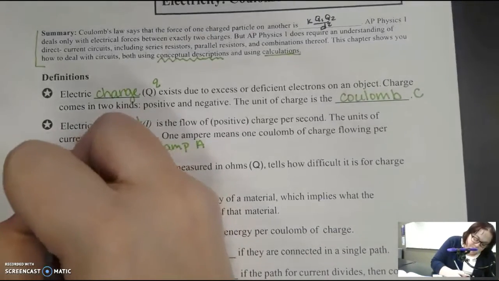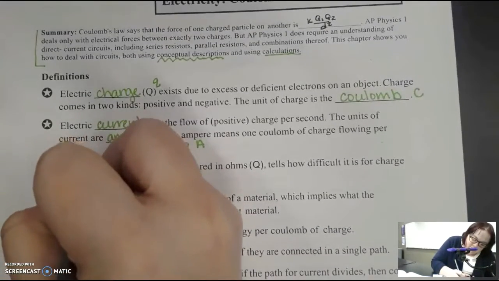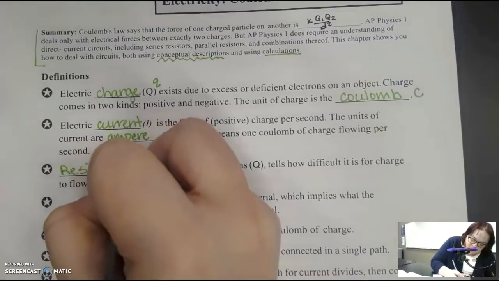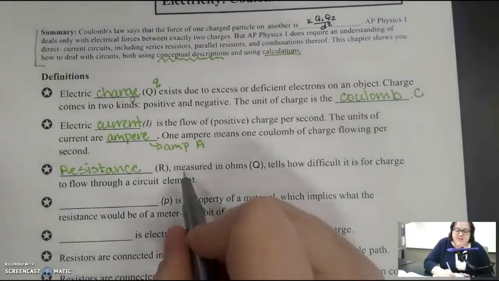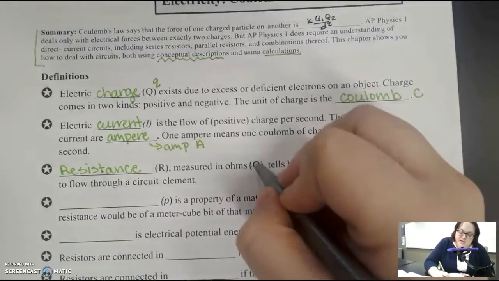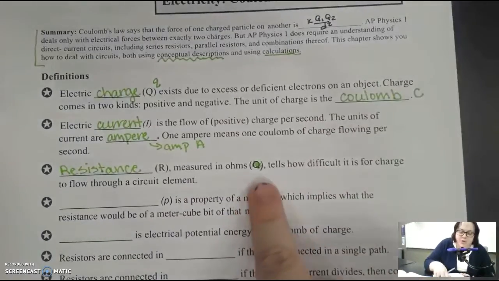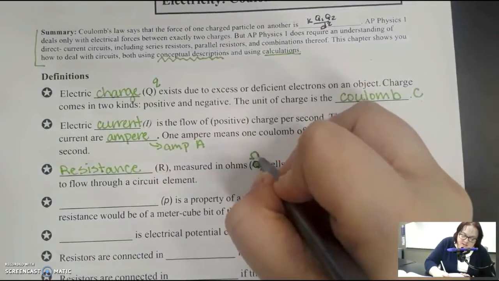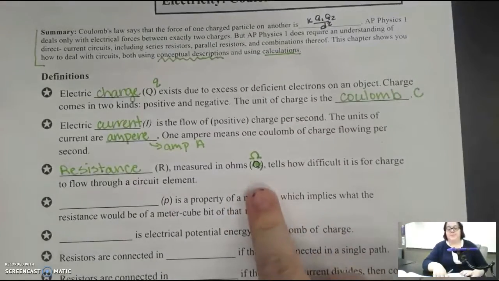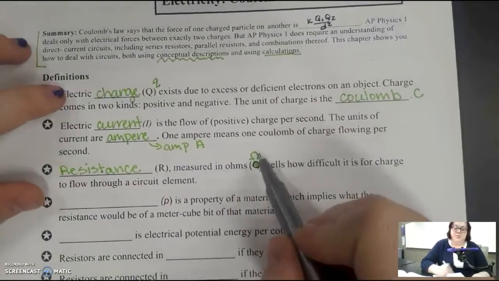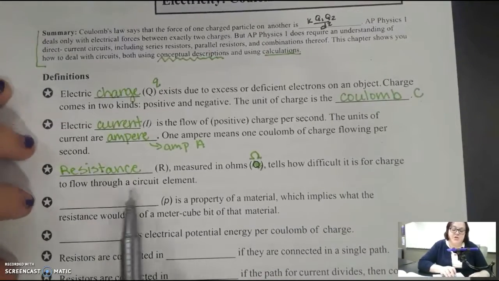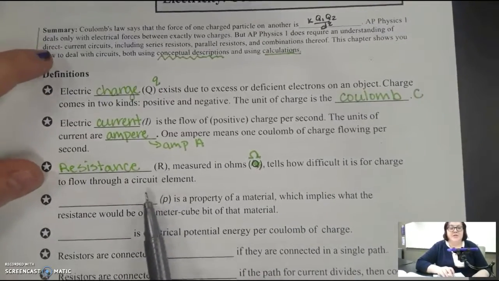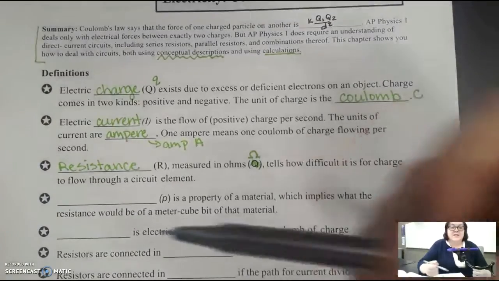Resistance, which is given by an uppercase R, is measured in ohms. That's not a Q. I'll fix this before I print y'all's copies. That's an uppercase omega, which should make sense. Ohms, omega, tells how difficult it is for charge to flow through a circuit element. It's literally resistance to current.